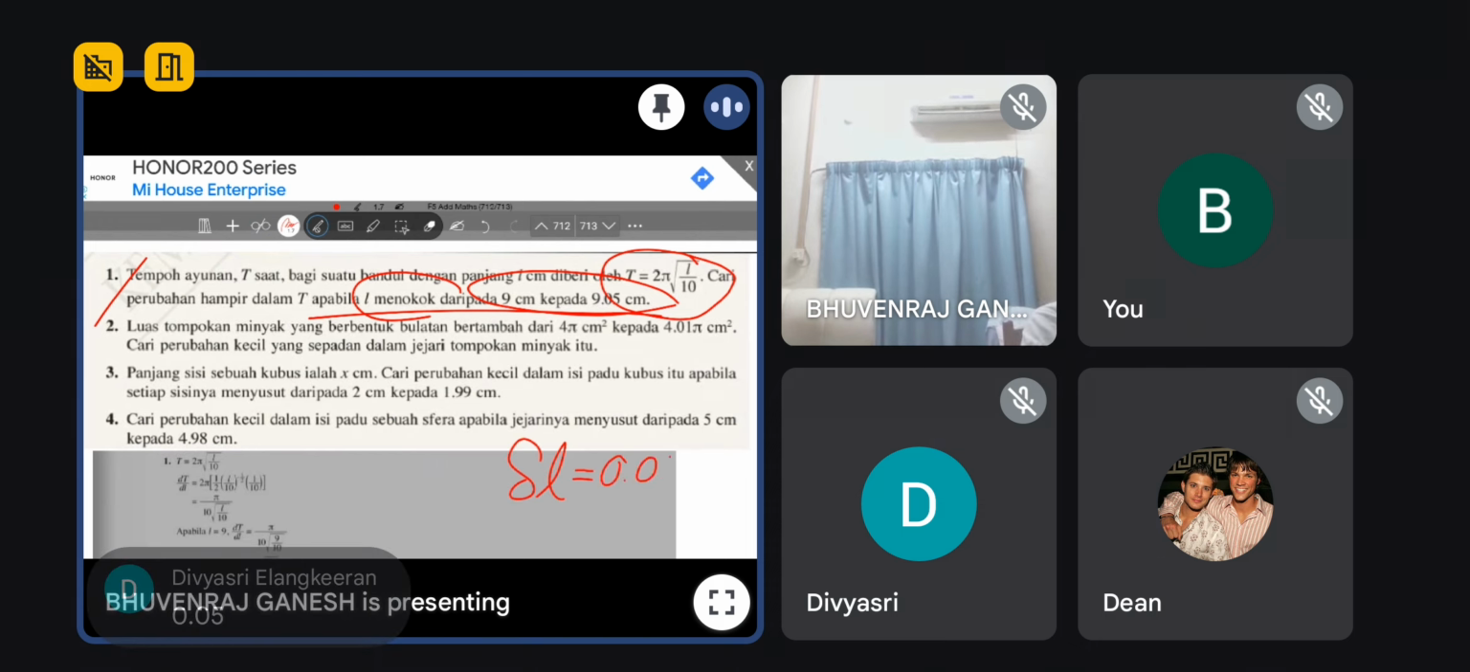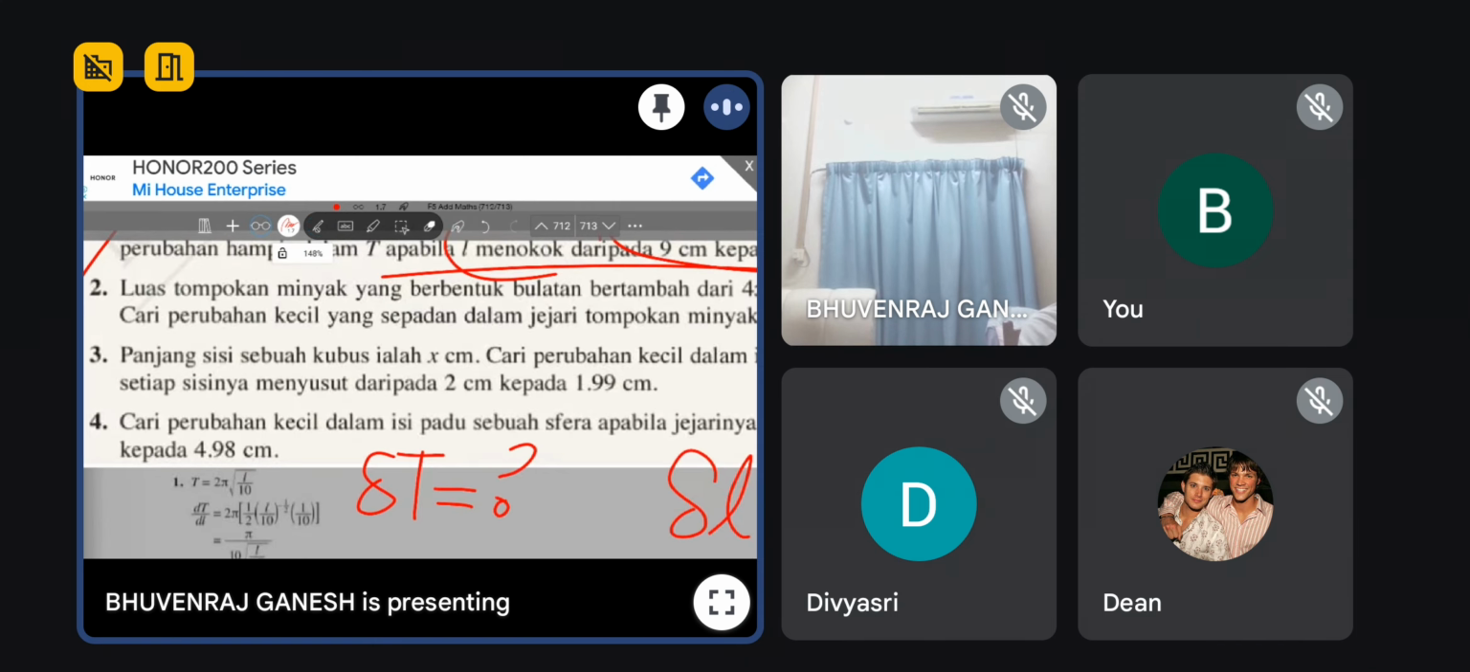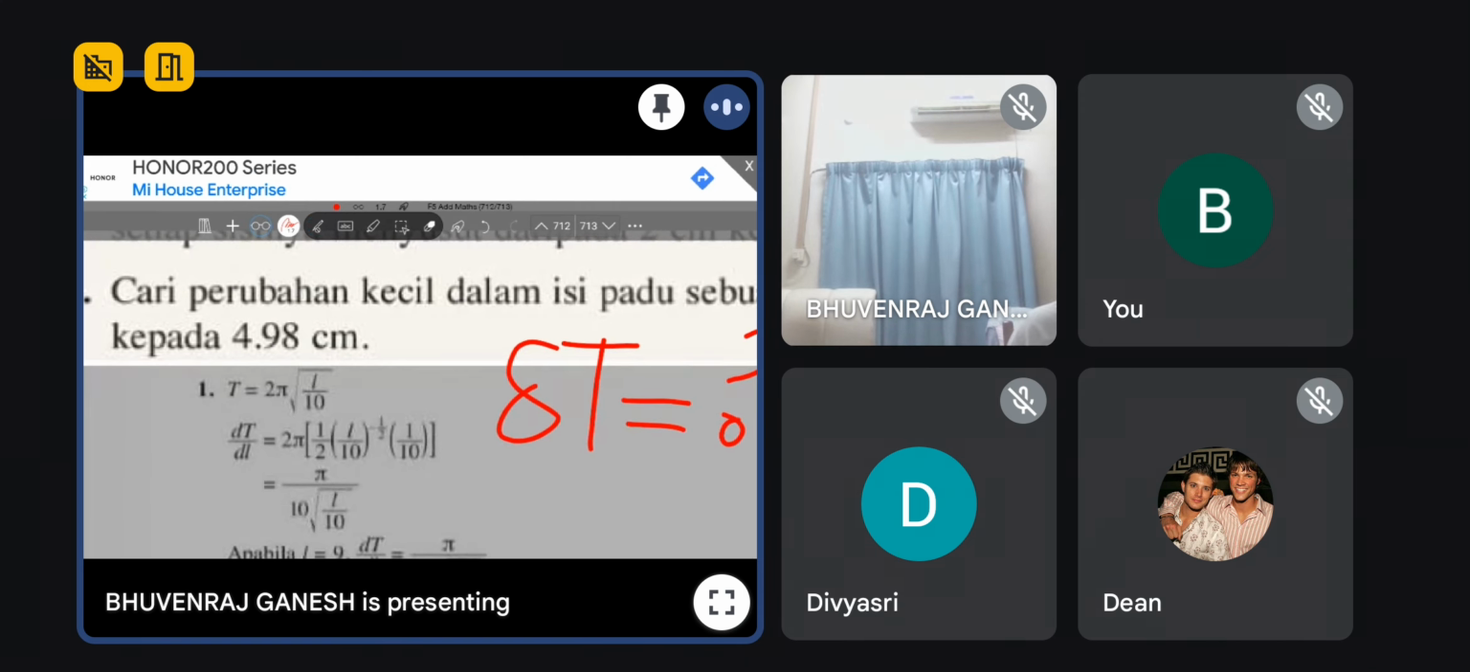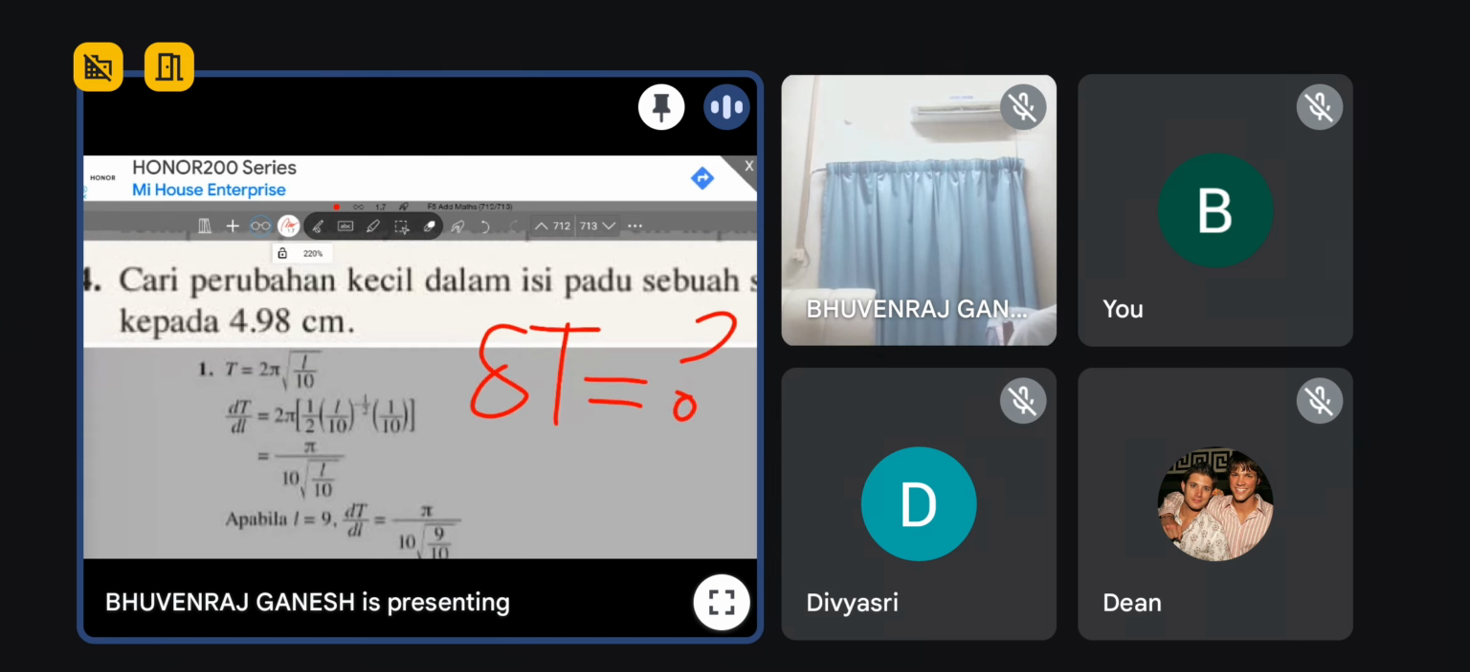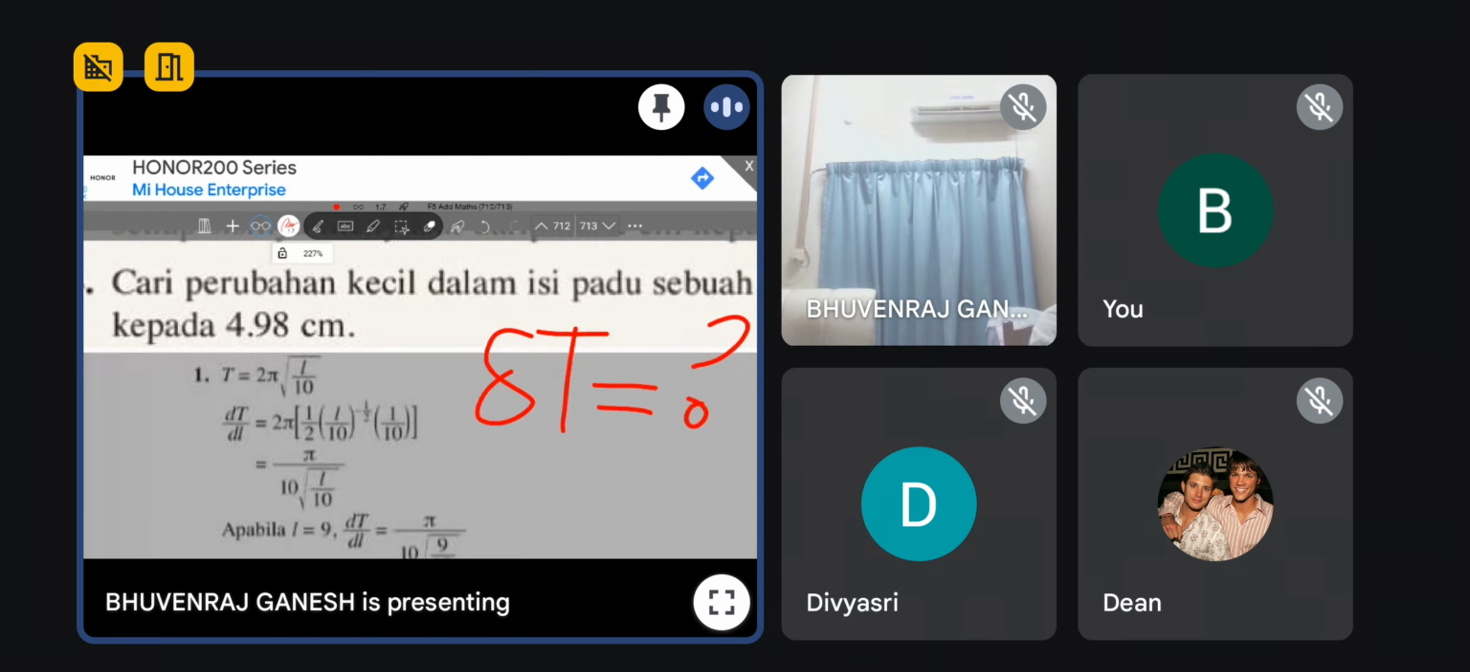Yes, very good. 0.05. Question is find out your delta T. So now we need to differentiate. For this equation, a bit special, you have to differentiate. Let me see. Basically you can differentiate it like this.